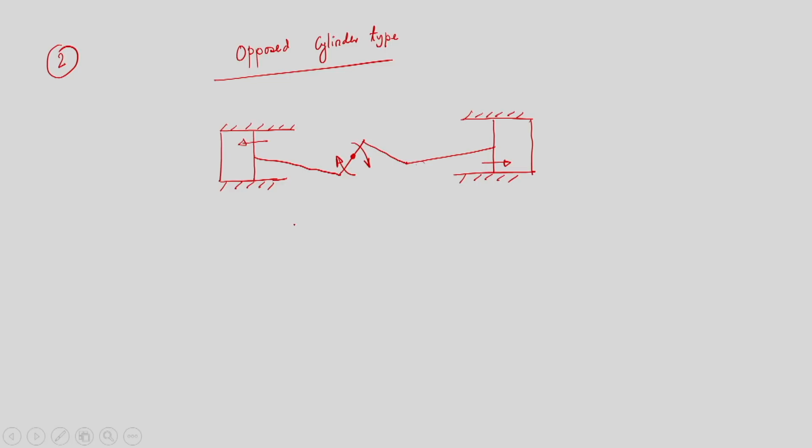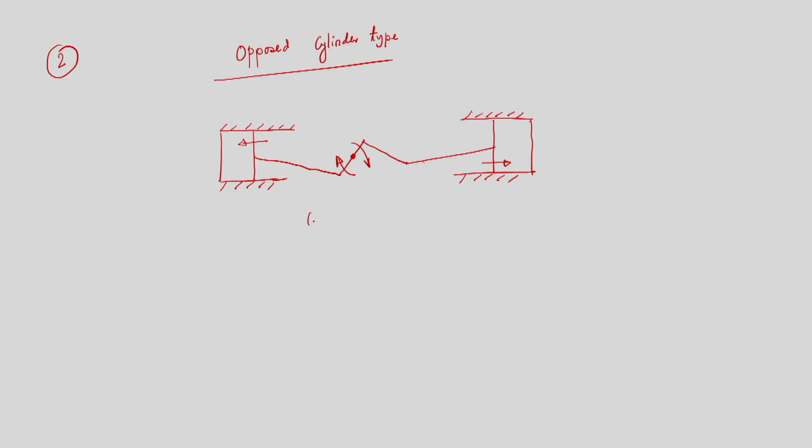So, this is opposed cylinder type, that is, cylinders are opposing each other, cylinder faces are opposing each other. The specification is that here we have only one common crankshaft. So, this is known as opposed cylinder type, only one common crankshaft, and both the cylinders are arranged in such a way that they are opposing each other, but we can run both the cylinders at a time. So, this is opposed cylinder type.